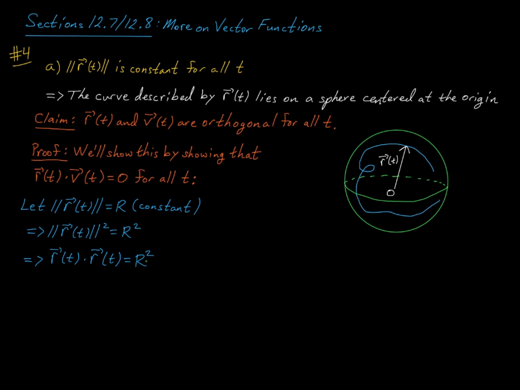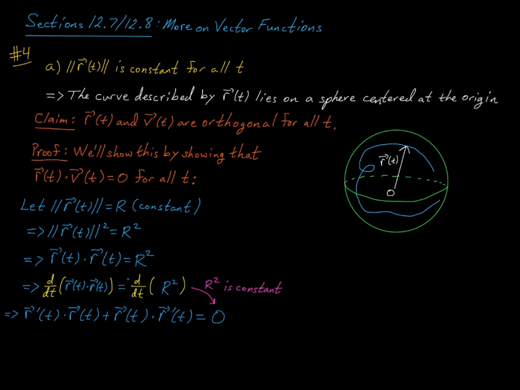Now I want to get the velocity into this picture, right? Because we want to show that r dot v is equal to 0. So what I'm going to do now is differentiate both sides of this equation with respect to t. First note that since the square of the radius of the sphere, capital R squared, is a constant, this right-hand side is in fact 0. What about the left-hand side? Well, we can differentiate it using the product rule for dot products that we saw a while back. So this would give us r prime dot r plus r dot r prime.